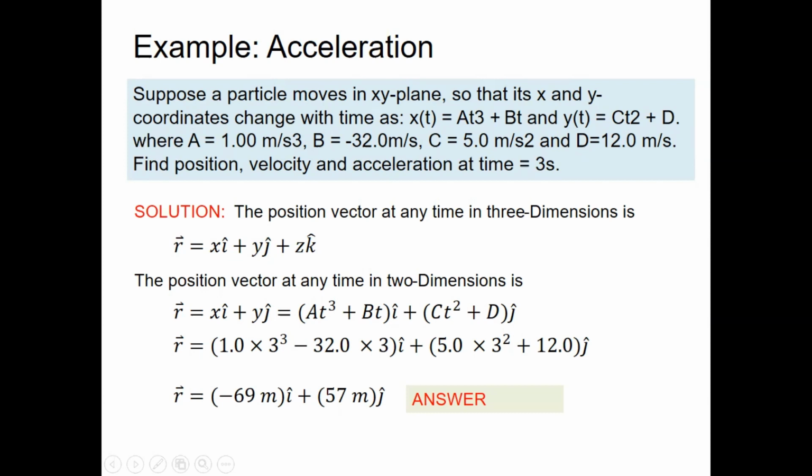Using this function, a is given as 1.0 meters per second cubed, b is equal to minus 32 meters per second, c is equal to 5.0 meters per second squared, and d is 12 meters per second. The question is to find the position, the velocity, and the acceleration at time t equal to 3 seconds.